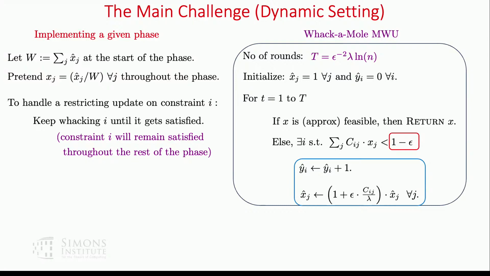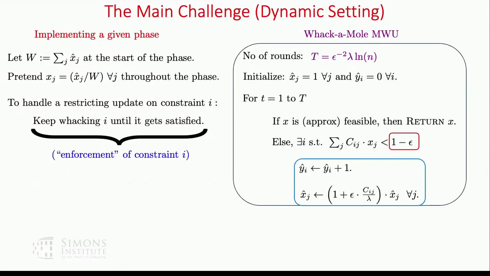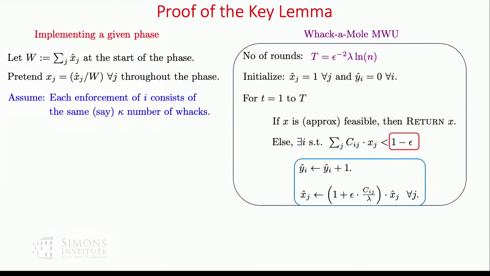But with some extra work, it no longer holds under restricting updates. So what we say is, let's just look at this operation, keep whacking I until it gets satisfied. I'll just call this operation enforcing a constraint I, enforcement of constraint I. With some extra work, we can prove this key lemma that in the dynamic setting, a given constraint I would get enforced at most polylog times. This is slightly non-trivial, but it holds. And so now I skip the proof of the key lemma.